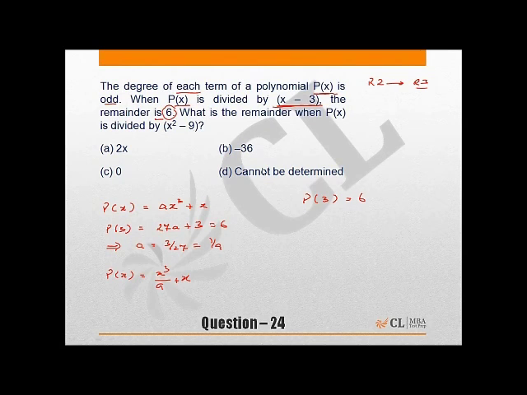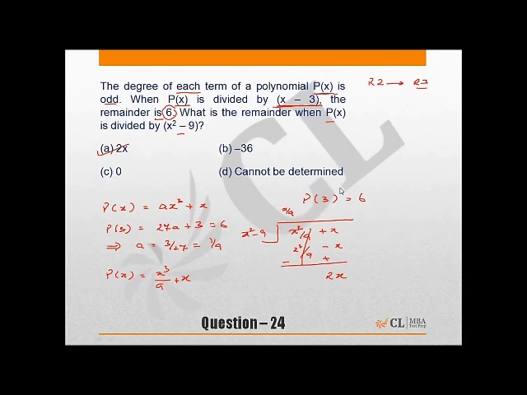And now the question says, what is the remainder when P(x) is divided by x square minus 9? So P(x) is x cube by 9 plus x. Let us divide this by x square minus 9. We multiply with x by 9, since we want x cube by 9. So this becomes x cube by 9 minus 9 into x by 9, that makes it minus x. We subtract, minus becomes plus, and we get 2x. So the answer is choice A.